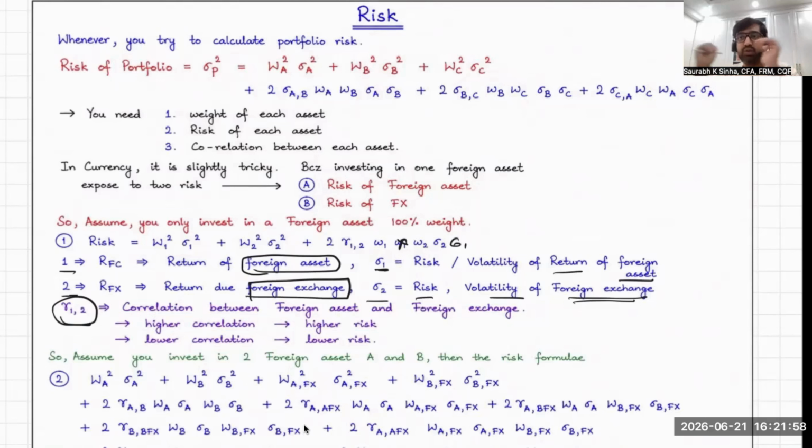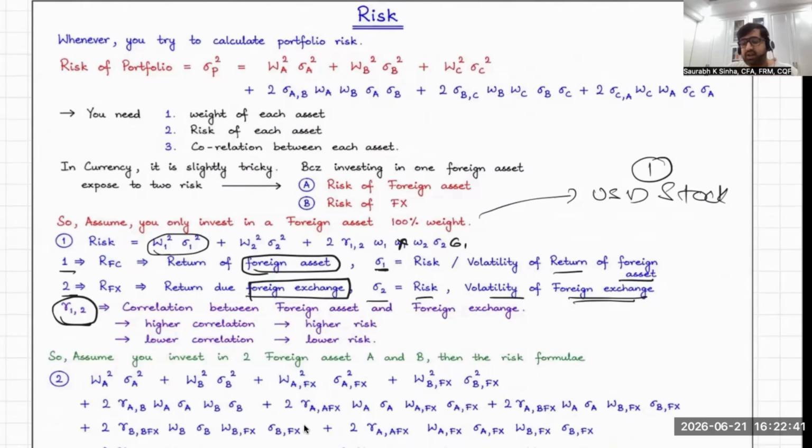Between what? Between two different assets? No, not two different assets. Between the investment in the foreign asset and the FX rate, the correlation between the two. So even if you have 100% investment in one USD stock, just one USD stock, your formula is not just w squared sigma squared. You have the risk of the foreign currency asset, you have the risk of the FX, and the correlation terms between the two.